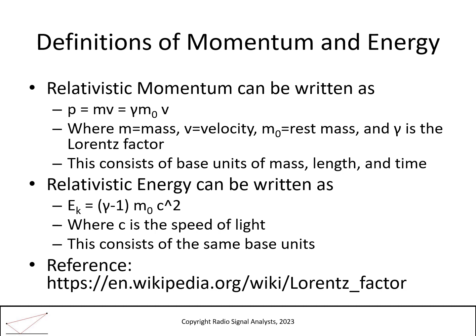The information from this slide comes from Wikipedia. We define the relativistic momentum P as mass times velocity. The mass is attributed to the Lorentz factor times the mass measured when the object is at rest. We define the relativistic energy as the Lorentz factor minus 1 times the rest mass multiplied by the square of the speed of light.